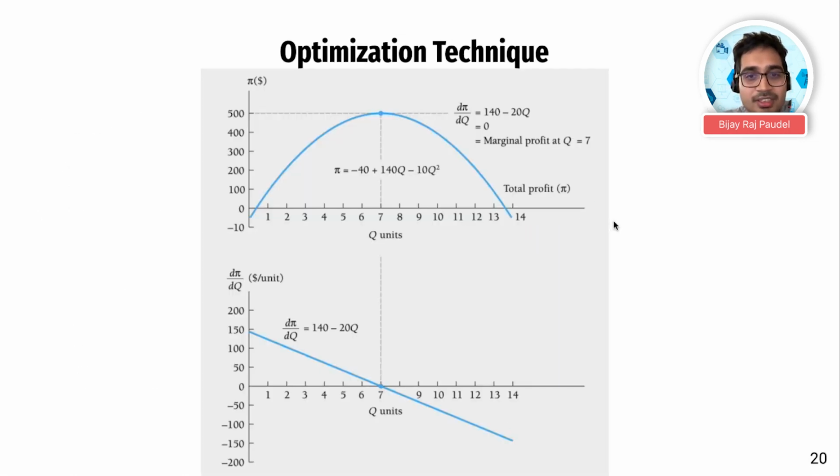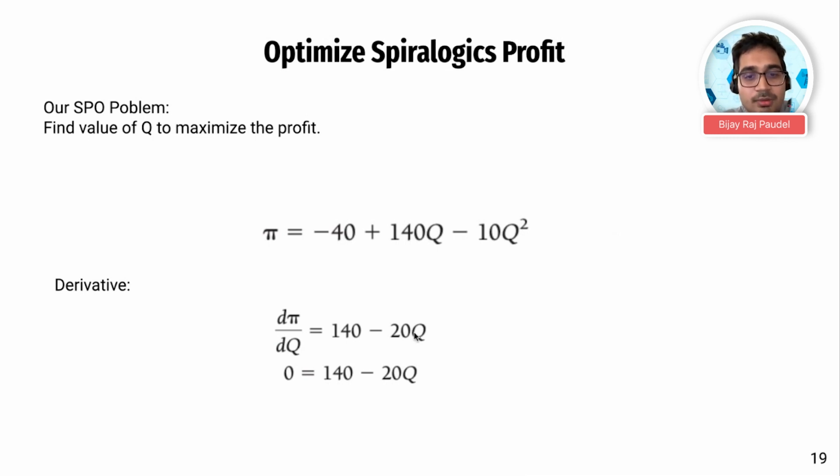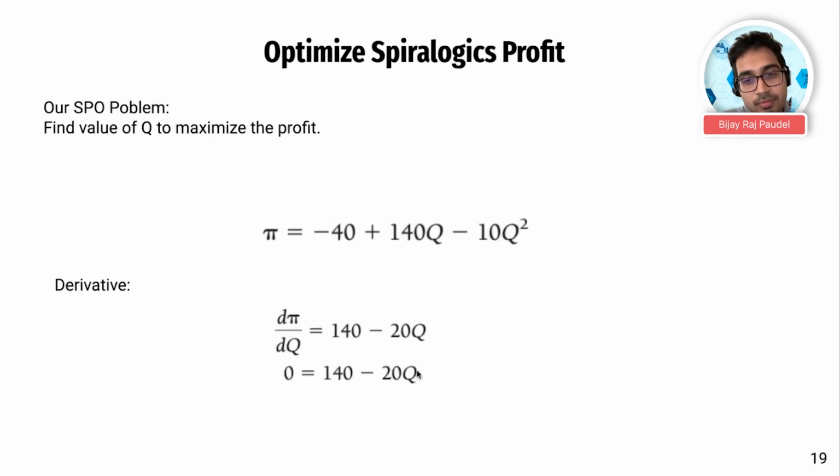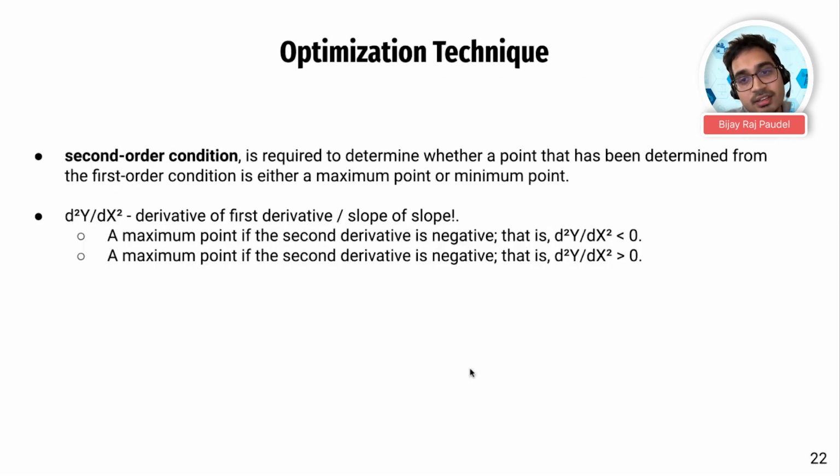So in this case, what will be the derivative of derivative? It will be just minus 20, not even q, just minus 20, and minus 20 is less than 0. So that point is maximum. That is how we solve. This is the very basics of optimization technique.